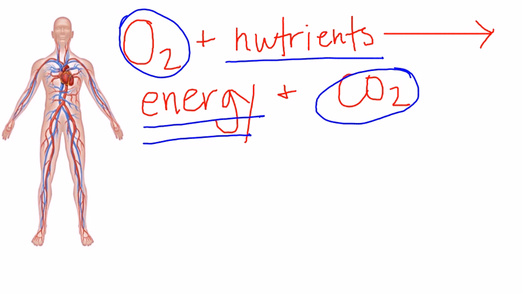So where does the oxygen come from? You guys guessed it. The lungs bring it into your body. The circulatory system brings it to each of the cells along with nutrients from your digestive system. And they combine in the cell to produce energy and carbon dioxide. So after the oxygen is dropped off, the circulatory system is going to pick up this waste, the carbon dioxide, and transfer it out of your body.